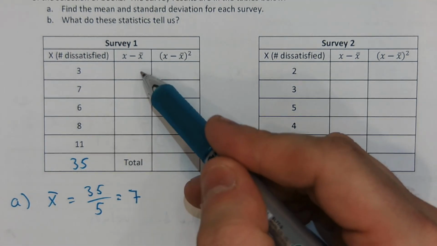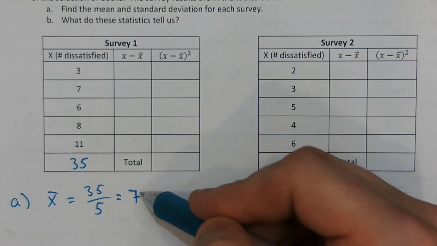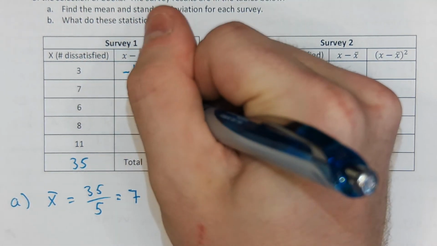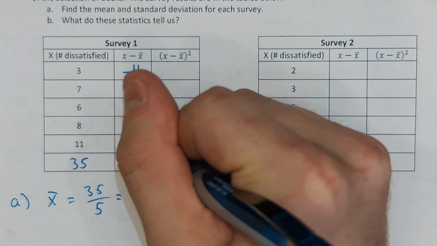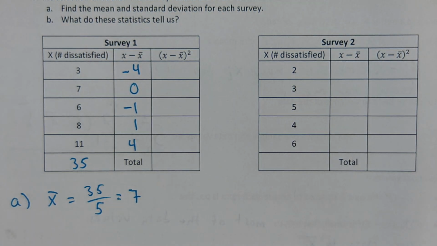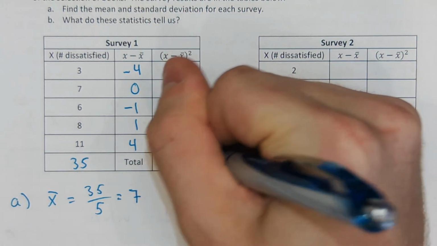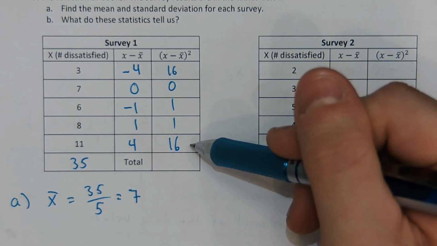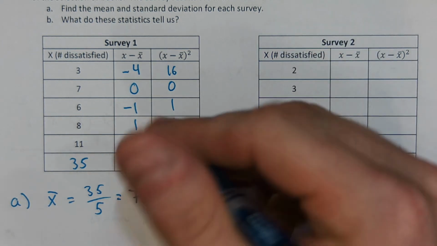Then in this column you're going to take this number, this is xi, and you're going to subtract the mean. So here we have 3 minus 7, 7 minus 7, 6 minus 7, 8 minus 7, and 11 minus 7. For the final column in this table, we square all those values, ensuring that we get positive numbers. 16, 0, 1, 1, 16. And then we add up xi minus x bar squared, because the formula has a sigma in it, so we have to add all these up. This gives us 34.